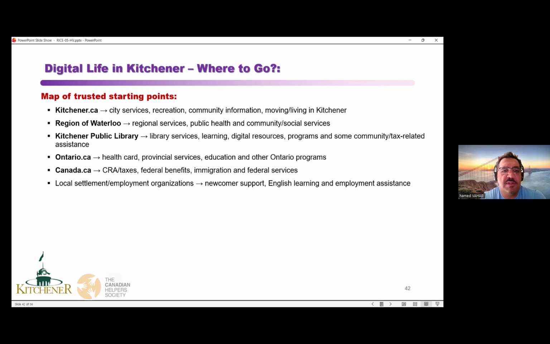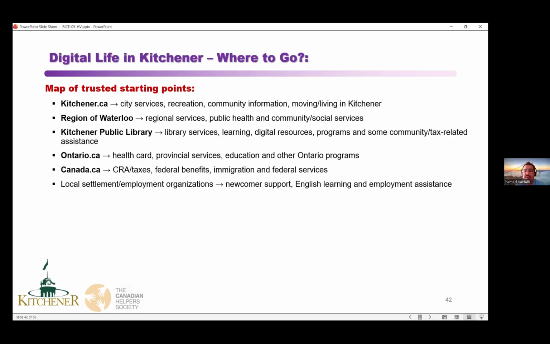Now, along with that, we have some local settlement and employment organizations, which could be very helpful for newcomers. They provide newcomer support, English learning, and employment assistance. Basically, this is what the government tries to encourage newcomers to start with: local settlement organizations. Those organizations are well trained to help newcomers with their daily needs, especially within the very first few months, when people don't know what to do, where to find information, and so on.